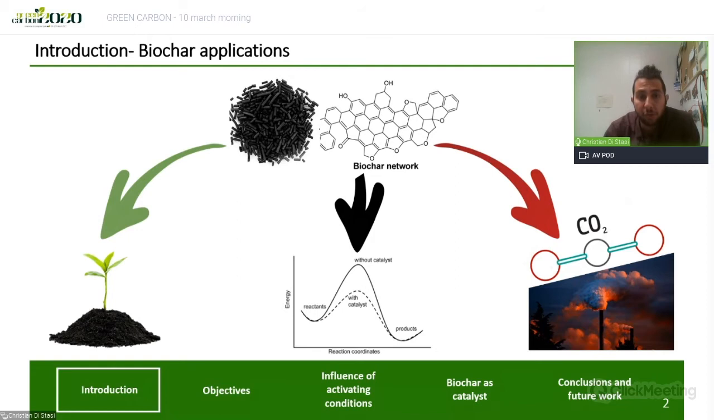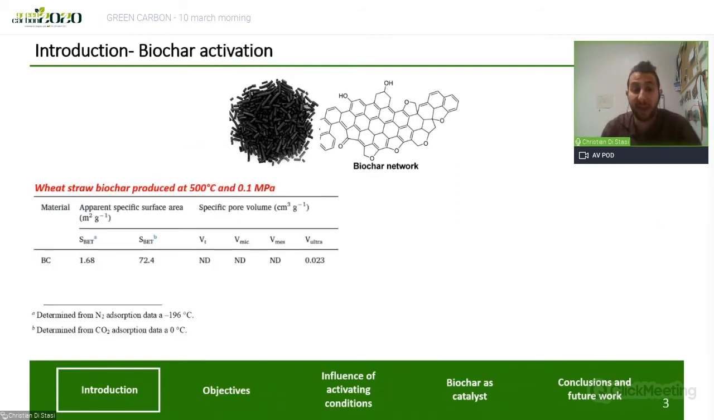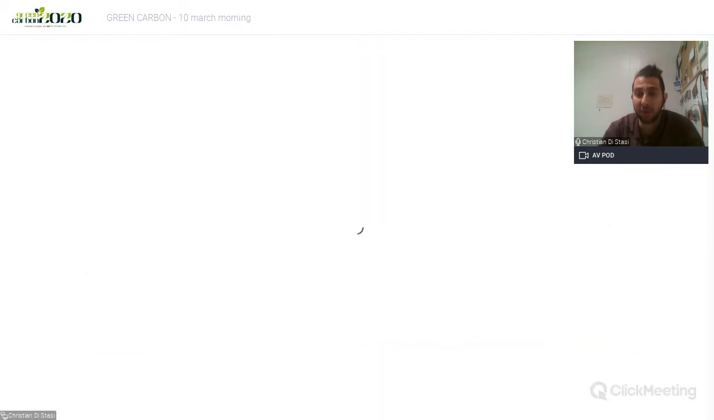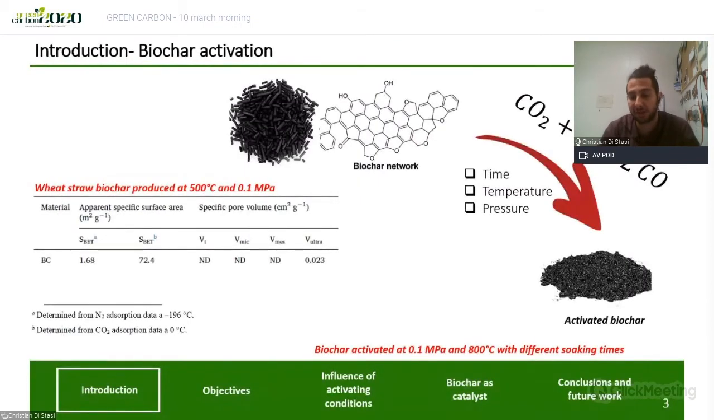But the most important feature which a biochar must have is a high surface area in order to be employed in the above-mentioned applications. As you can see from the table, a pristine biochar produced at 500 degrees C and 0.1 megapascal from slow pyrolysis of wheat straw only has 1.68 square meters per gram, which is almost zero. So in order to improve its textural properties, the biochar needs to be activated, which means the surface area needs to be expanded.